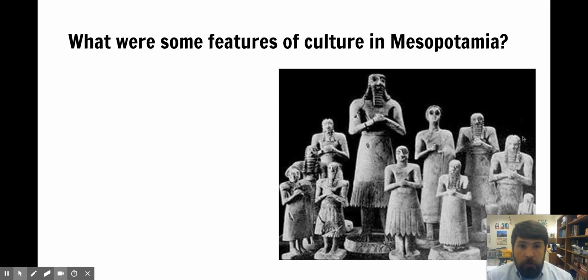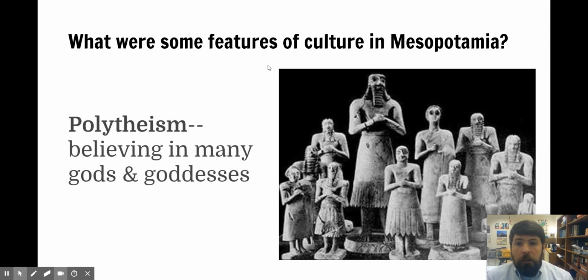So one feature that was present in Mesopotamia was religion, and religion in Mesopotamia was polytheistic. Polytheism means believing in many gods and goddesses. And here you can see a picture of some artifacts from ancient Sumer, which is in Mesopotamia. These are statues of some of the many Mesopotamian gods and goddesses. And people would believe in multiple gods and goddesses and believe that they were all equally present. And usually these gods or goddesses would represent different features of the world, like the river or the sun, or the earth, or the moon.